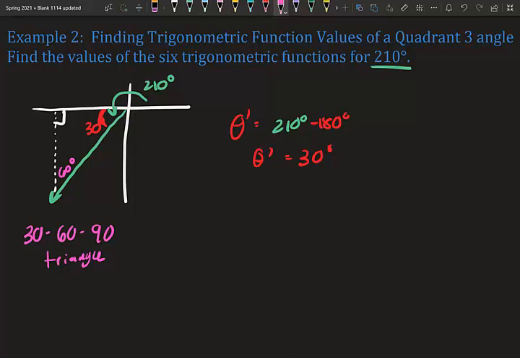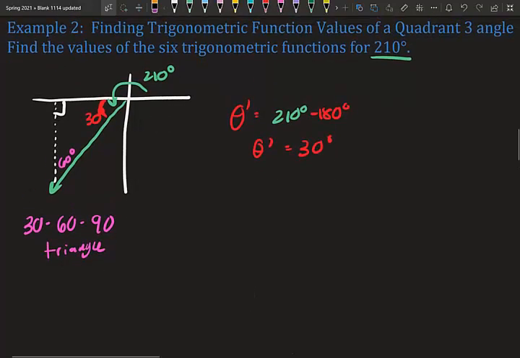So because we have a 30, 60, 90 triangle, let's keep in mind, I did all that, but what is it actually asking me to do again? We're trying to find the 6 trig functions, meaning sine, cosine, tangent, cosecant, secant, cotangent. That's what we're trying to find. So when we're trying to find all the 6 trig functions, we need these lengths right here. We need x, we need y, and we need r.